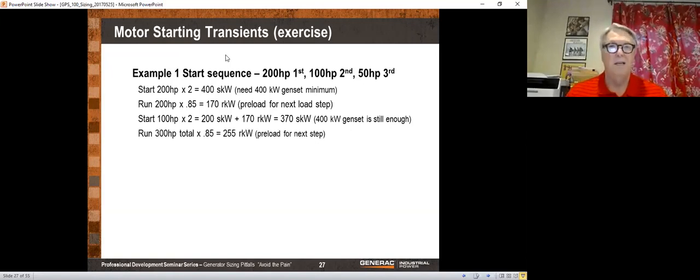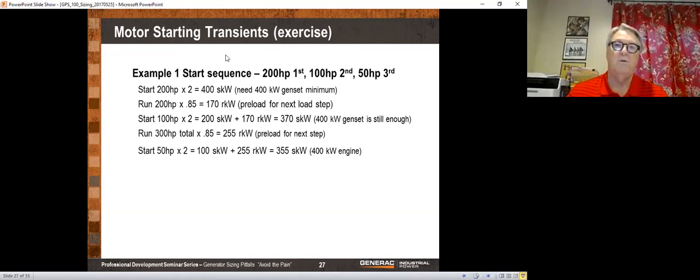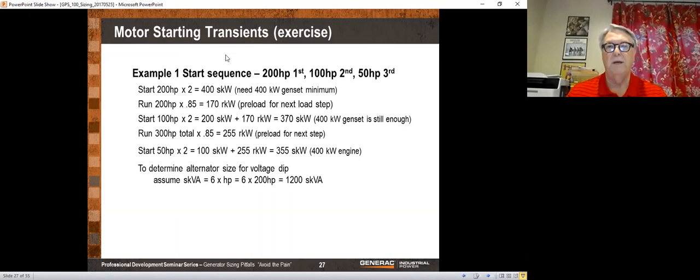Now, once the 100 horsepower is started, we have 100 plus 200 or 300 total horsepower times 0.85, which gives us 255 running kilowatts. Now we start the 50 horsepower. 2 kilowatts per horsepower is 100 starting kilowatts plus the 255 that was already running gives us 355. And so our 400 kilowatt generator is still big enough.